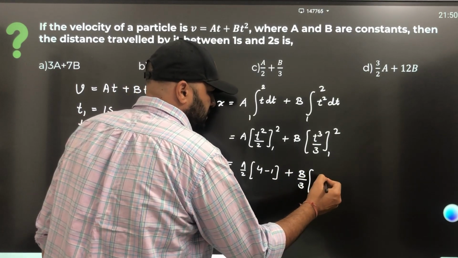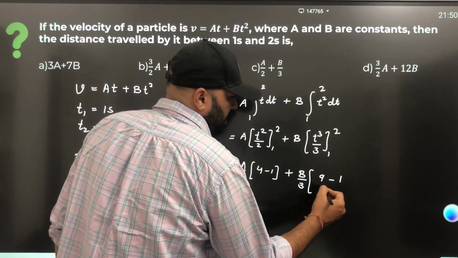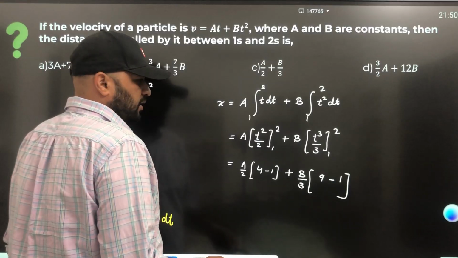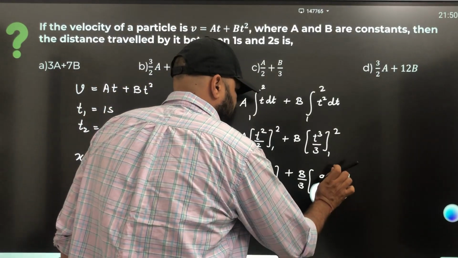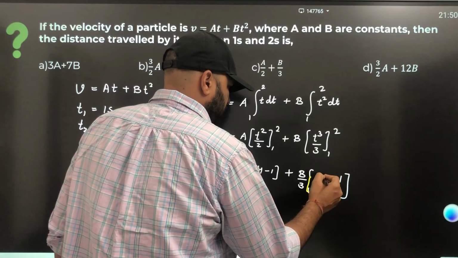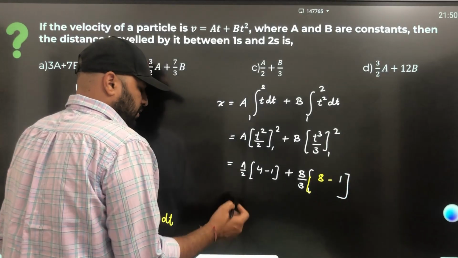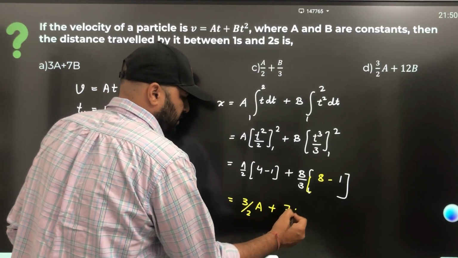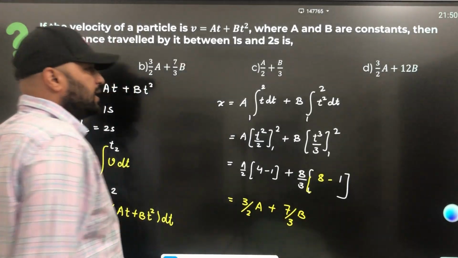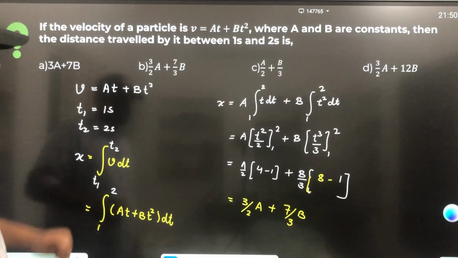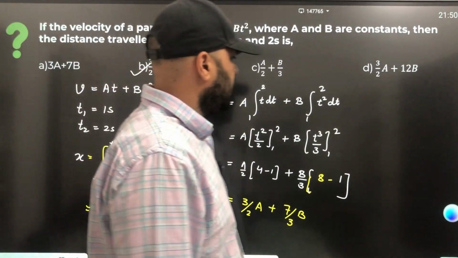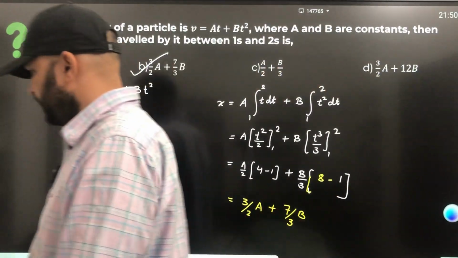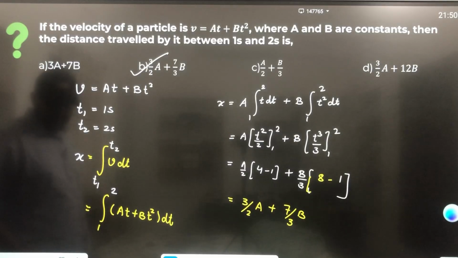Putting the upper limit 9 minus 1, upon, 3 we have already taken out. So 9 minus 1. Is it correct? No, it's 8 minus 1. So be very careful. 2 cube is 8 minus 1. So it will be 3 over 2 a plus 7 by 3 b. I hope this is clear. So this is 3 by 2 a plus 7 by 3 b. Option B is correct. So this was a very simple, straightforward problem from previous year's questions. Let's see our next question.